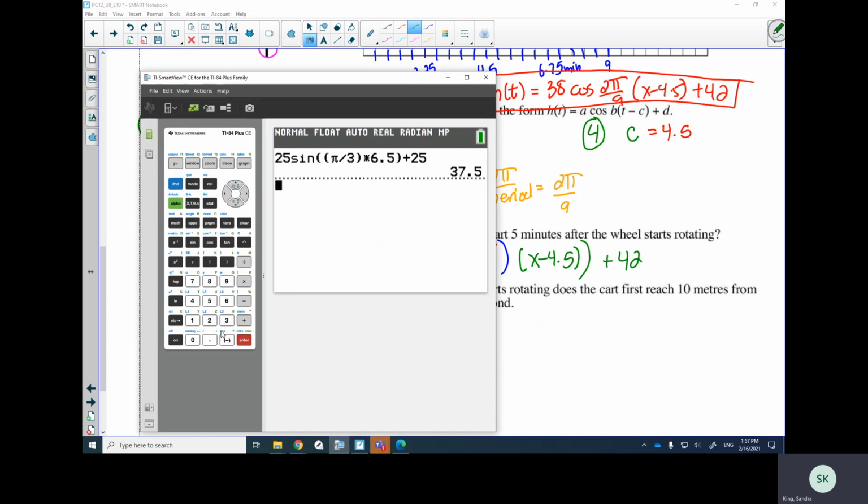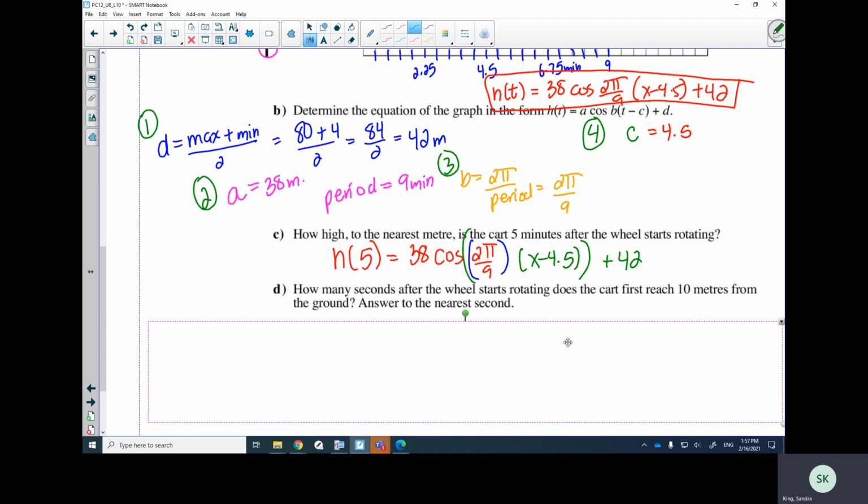Oh, and X would be 5. I should change that to 5. That would be 5. Okay, so let's see what we would get if we all type it in and get the same thing.